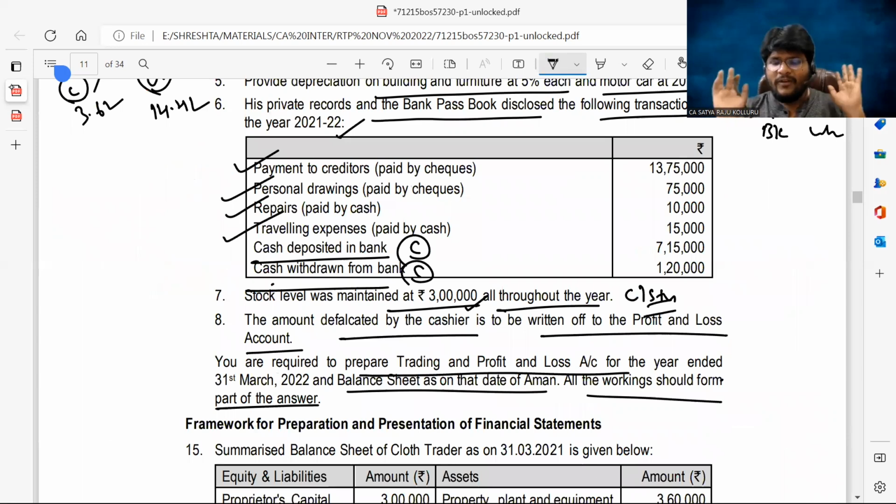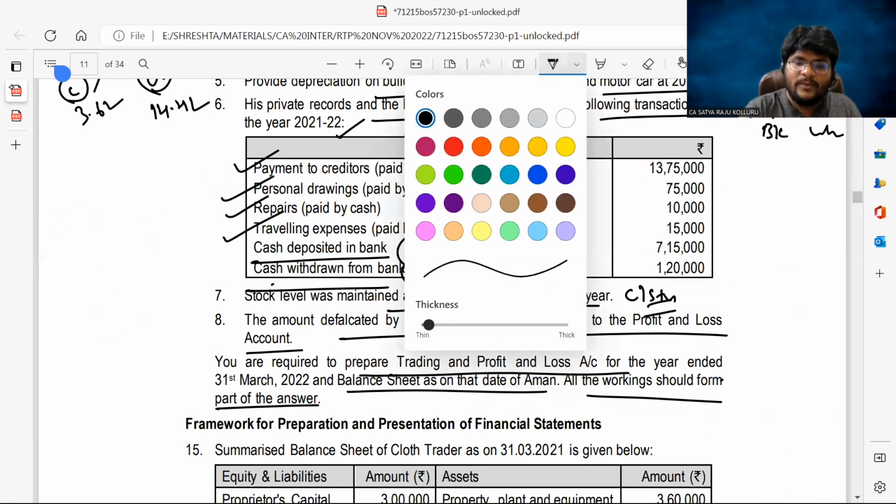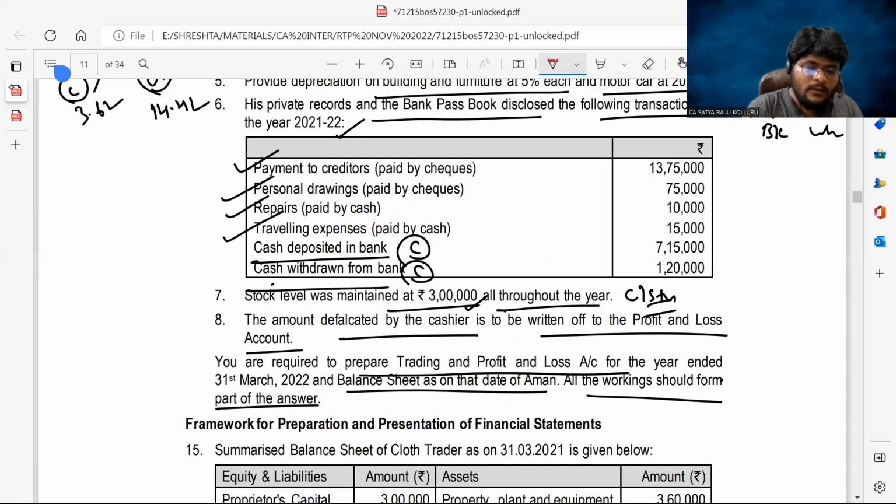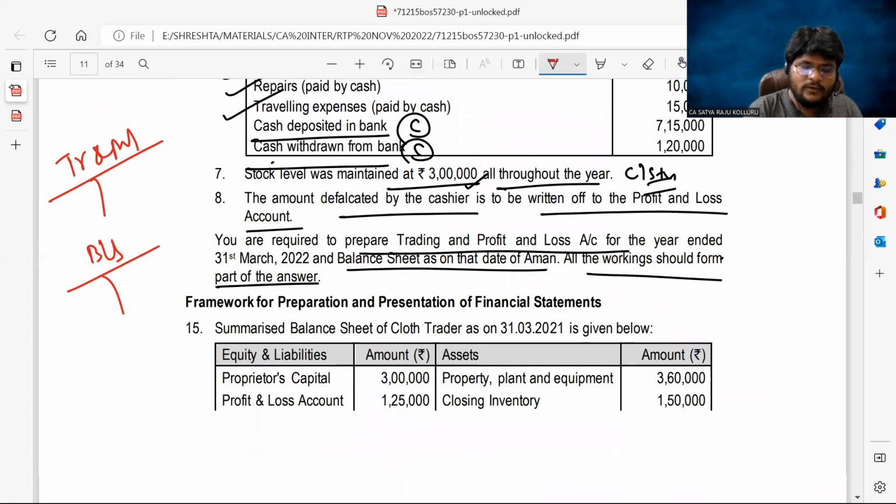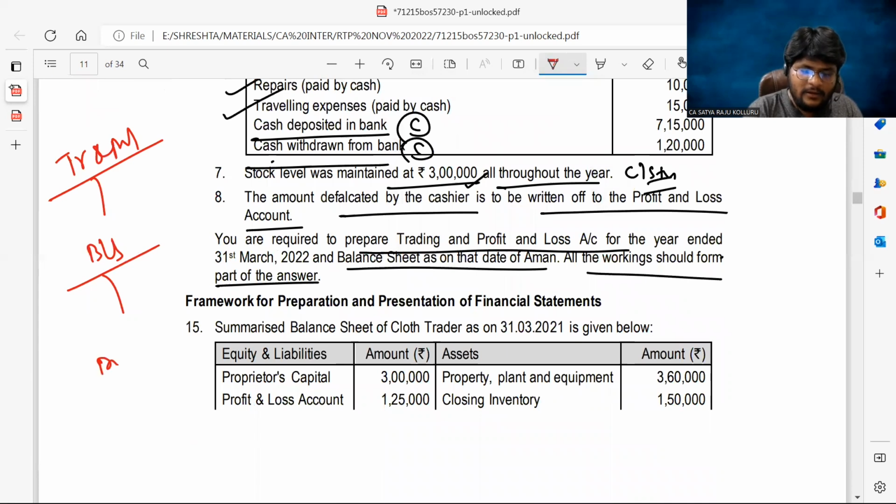Okay. Sir, I always discussed in the classroom, whenever they ask a problem from incomplete records, all the statements you should open simultaneously. All the statements means first trading account, open. P&L account, I mean trading and P&L both are same only for you. Trading and P&L, open. Balance sheet, open. Working notes, all working notes one by one. Debtors, creditors, cash book. Open all separately.